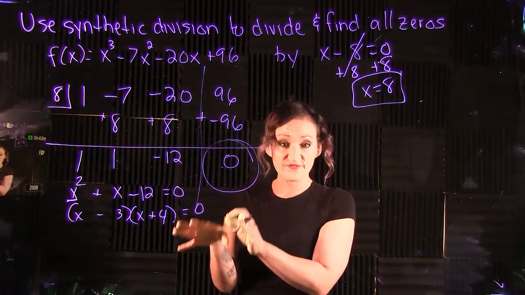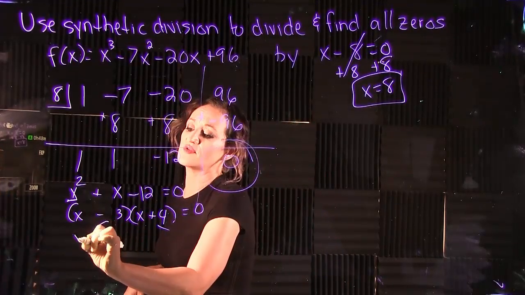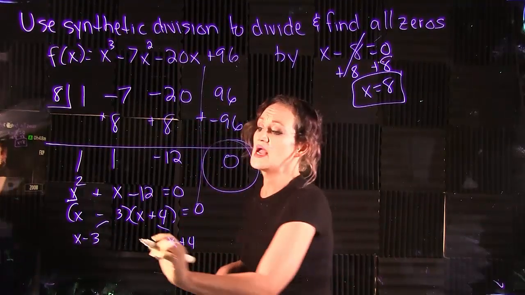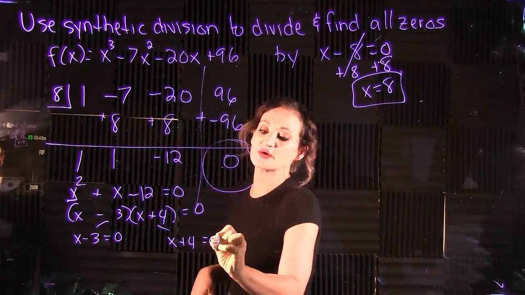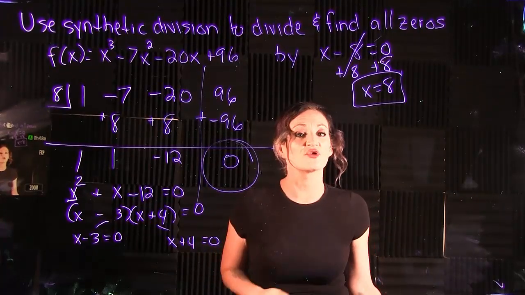Once it is factored, split and solve, split and solve. Separate these. Separate the x minus 3 and the x plus 4. Set them each equal to 0 and solve each one of these mini equations. That is your second and your third solution.